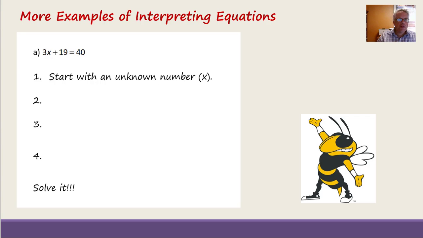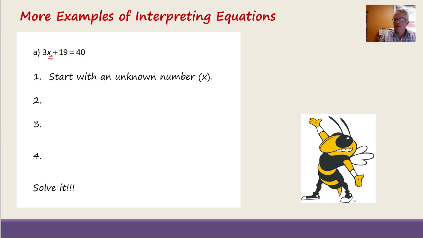So our first equation is 3x plus 19 equals 40. Remember, when a number like 3 is written by the variable, that means multiplication. So what this equation is saying is we're looking for a number. We don't know what it is, so we're representing it with x. But this number, we're going to multiply by 3. We're going to add 19, and we're supposed to end up with 40. That's interpreting the equation. All right, so the first step, start with an unknown number x.